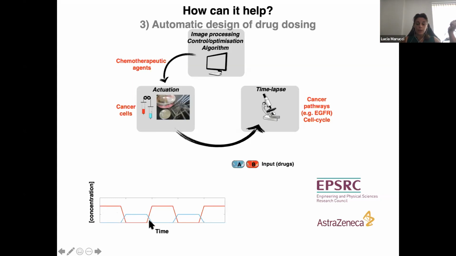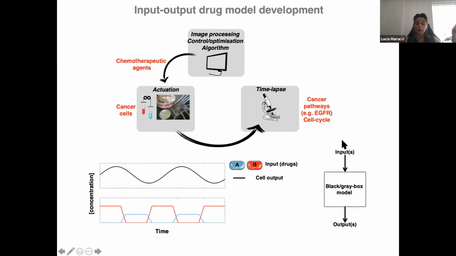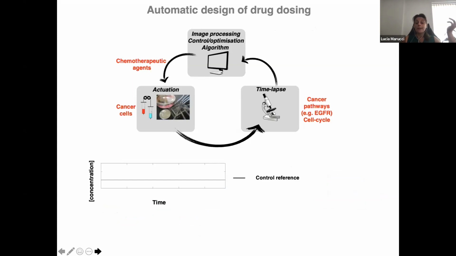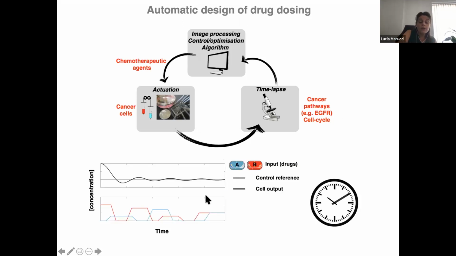And the idea is to start in open loop. So again, with inputs that are determined a priori, measuring the output and deriving black box, as in the example I showed you before, or gray box models. And then the idea is to close the loop. So basically setting the control reference, which could be, for example, expression of specific genes in pathways misregulated in cancer, and letting the control algorithm tell us which is the best combination of drugs to have that desired output.